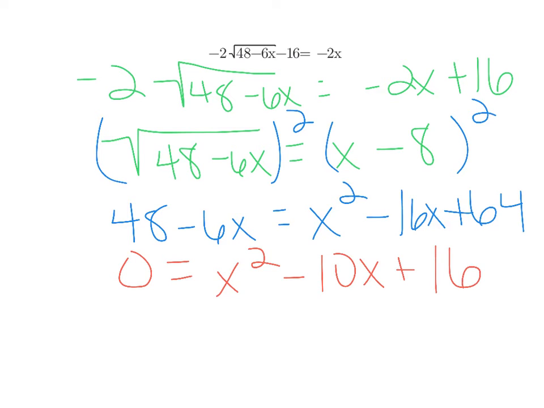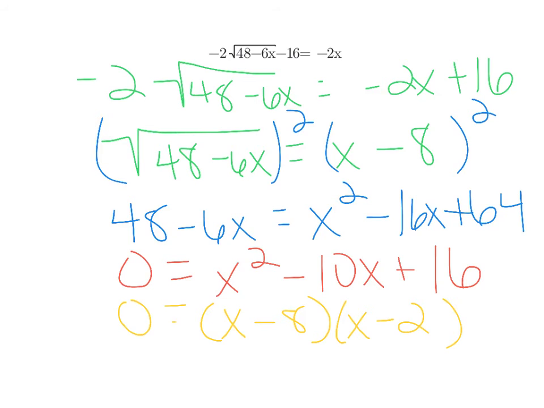16. I would factor the expression x squared minus 10x plus 16 using the diamond method. When I factor that, I'd be looking for factors of 16 that sum to -10. That would be -8 and -2. So it factors into the expression of x minus 8 times the quantity of x minus 2.